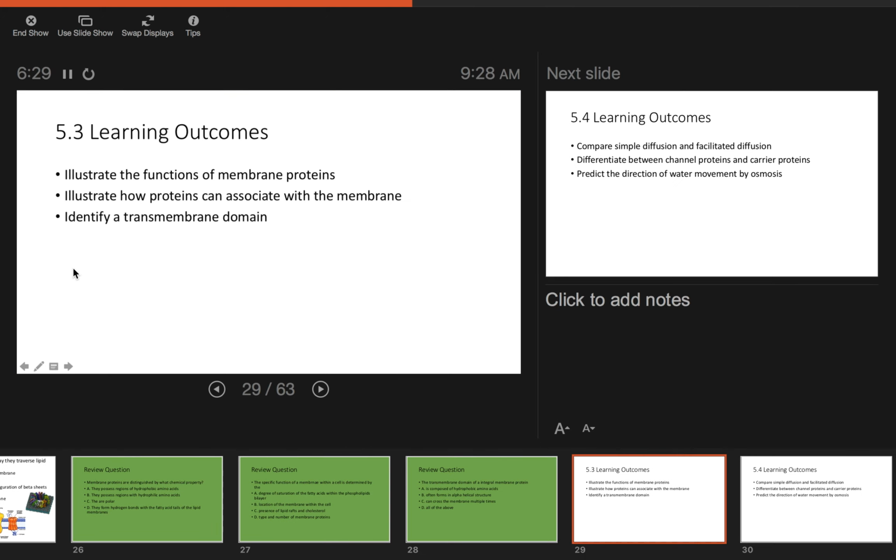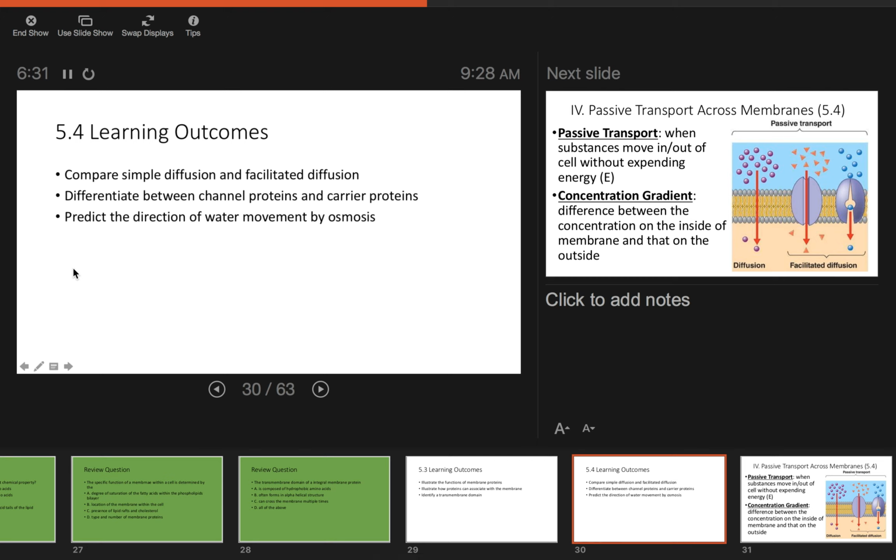So that was 5.3. Moving on to 5.4, looking at simple diffusion and facilitated diffusion, differentiate between channel proteins and carrier proteins, and then talk a little bit about osmosis.